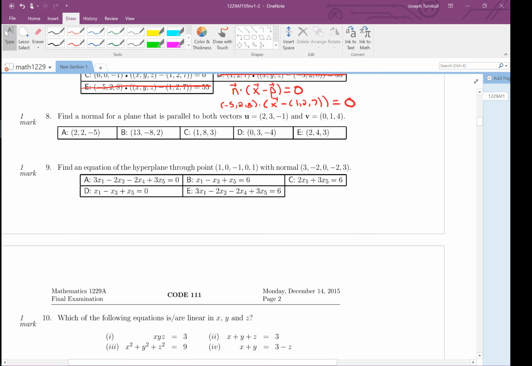Okay, number 8. Find a normal for a plane that is parallel to both of these two vectors. So, I'm going to draw a picture. Again, you don't have to draw pictures. I like drawing pictures. There's a plane. So a sheet of paper tilted. I'll give it a little thickness. Planes are not supposed to have thickness.